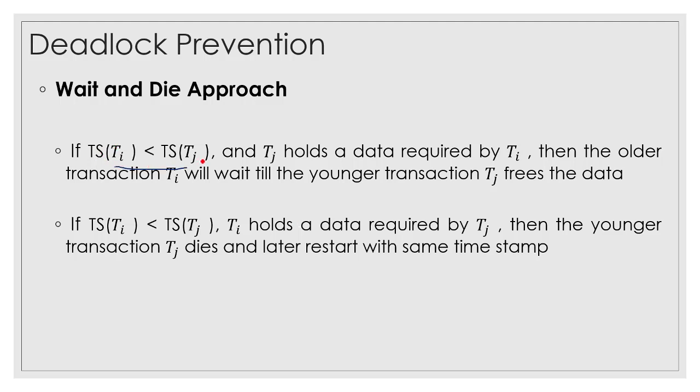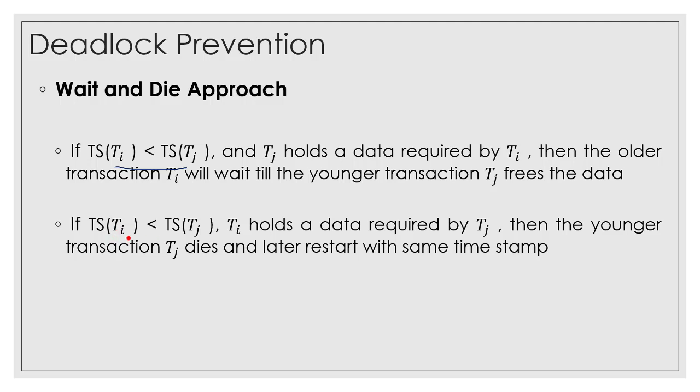If this condition is satisfied and Tj holds the data required by the transaction Ti, meaning the younger transaction holds the data required by the older transaction, then the older transaction Ti will wait. Where will it wait? It will wait in the lock manager table till the younger transaction Tj frees the data. When the data is free, then Ti can start its work.